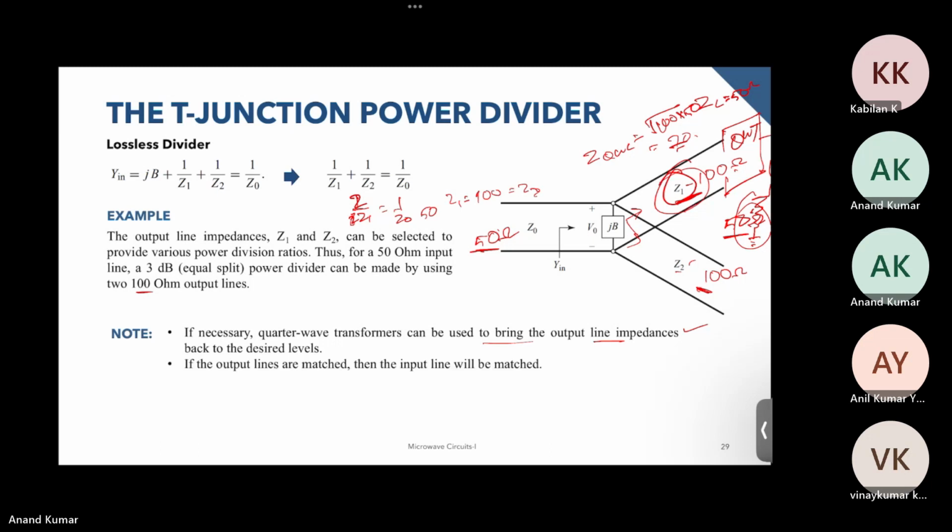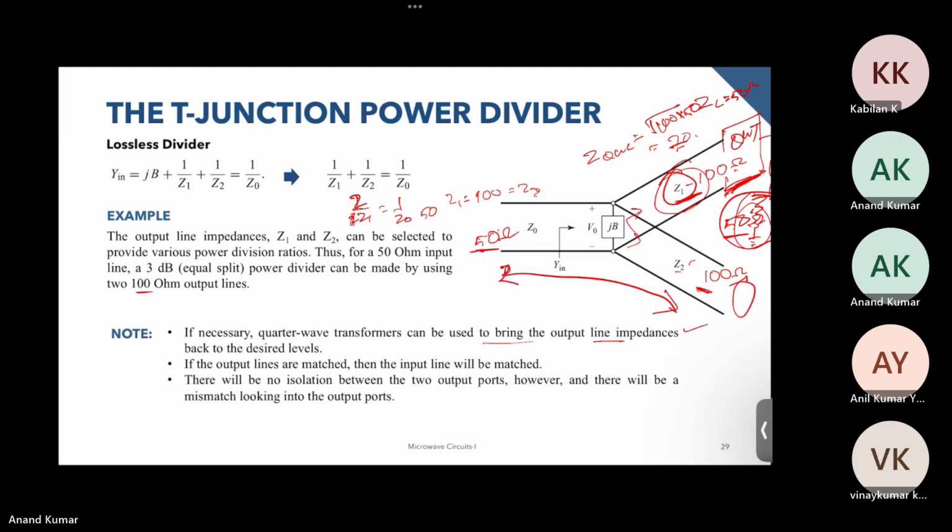So if the output lines are matched, for example, if we have included this quarter wave transformer and matched it to this 50 ohm line, and similarly if this arm is also matched, then this entire structure will be matched.